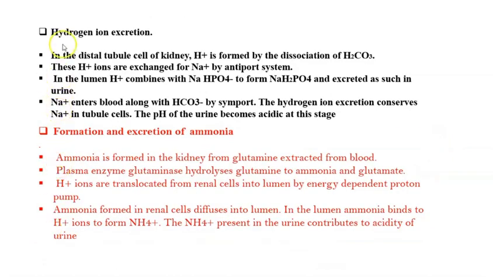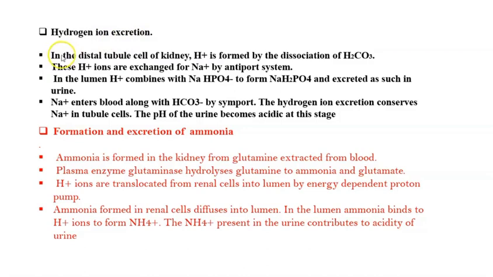Okay, now we proceed. Mechanism number 3, hydrogen ion excretion. This is very important. You all know that the more acidic the body is, when the body pH is very low, the more hydrogen ion is formed. If it is formed, it needs to be excreted out. That is mechanism number 3. How is it excreted out?